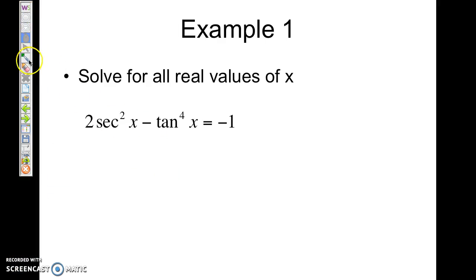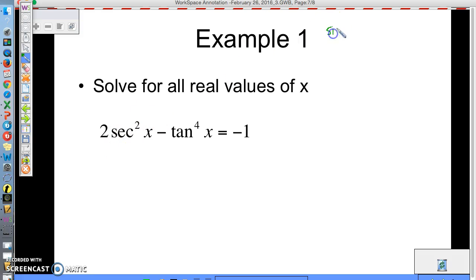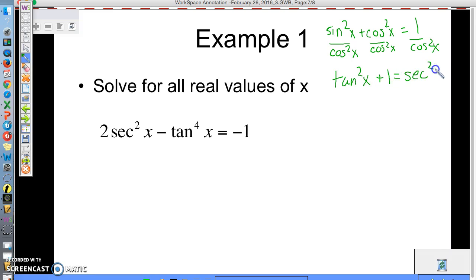Now the next one, this one's a challenge problem here, because we've got secant and tangent. So anytime I see that squared, I go back to our Pythagorean identity, a squared plus b squared equals c squared. And we want the secant. Well, that would mean 1 over the cosine. So we can divide everything by the cosine squared. So we end up with tangent squared of x plus 1 equals the secant squared of x.